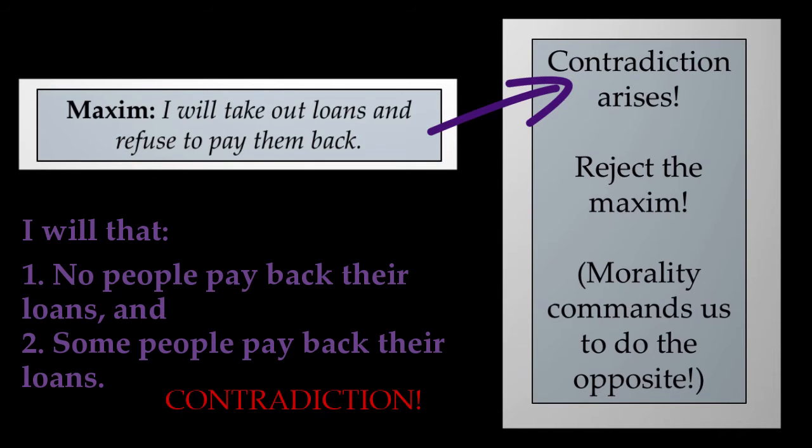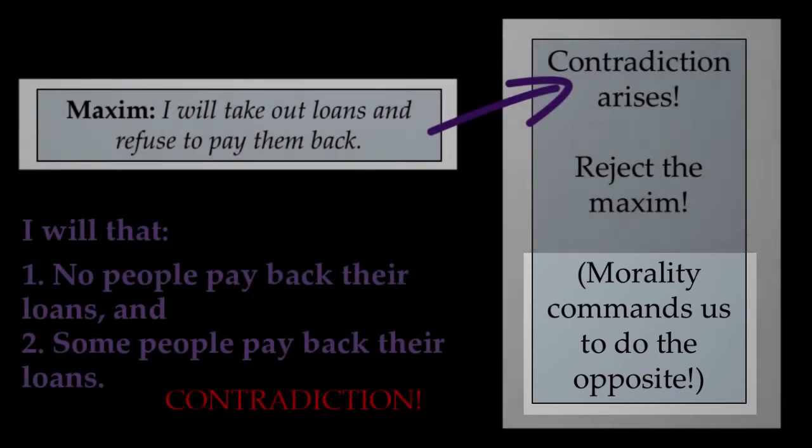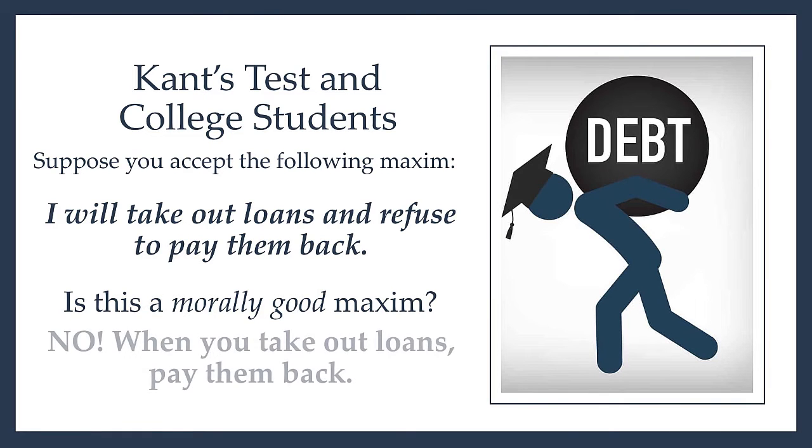Since this maxim led to a contradiction, that means I have to do the opposite. Morality demands that I do the opposite. That just means when I take out loans, I have to pay them back. So the morally right thing to do when you take out a loan is to pay it back.